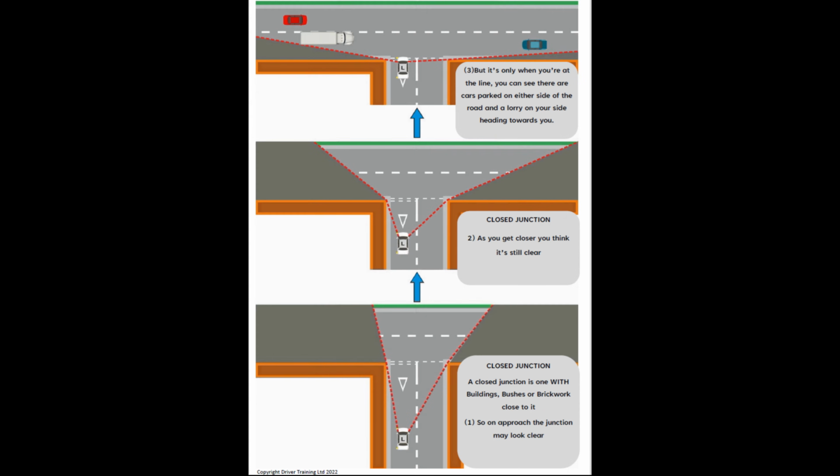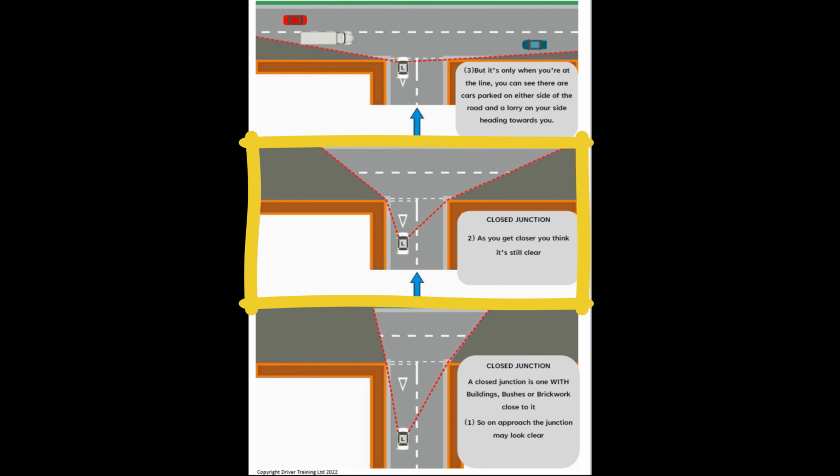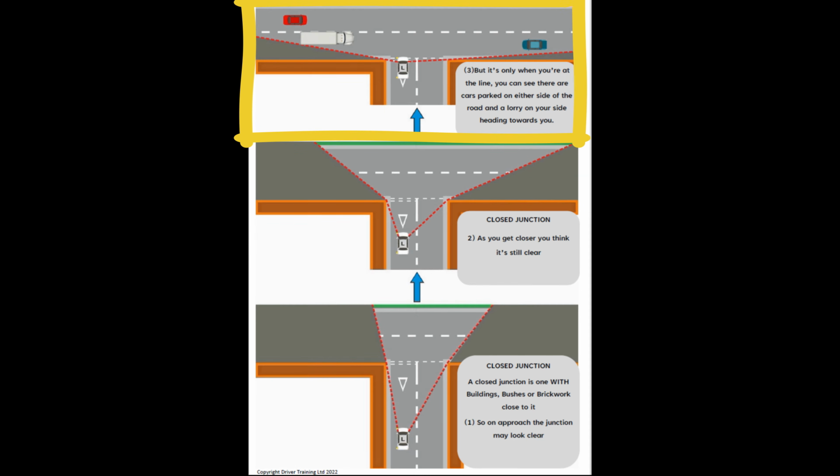So therefore, what is a closed junction? Well, a closed junction is one with buildings, bushes and brickwork. So in our bottom picture, it looks clear. As we approach in the middle picture, it still looks clear. And it's only once we're at the white line that we can actually see that there's two parked cars and a lorry on the wrong side of the road coming towards us.